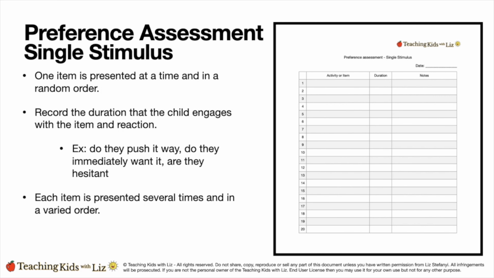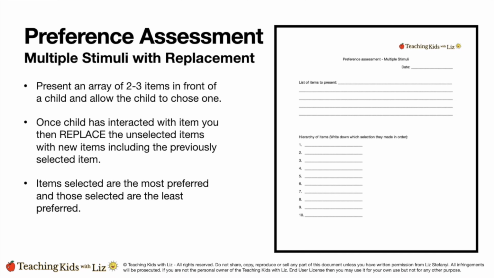Preference assessment, multiple stimuli with replacement. With multiple stimuli preference assessment with replacement, you present an array of 2 to 3 items in front of your child and allow the child to choose one. Once your child has interacted with the item, replace the unselected items with new items, including the previously selected item. That's why it's referred to as multiple stimuli with replacement.